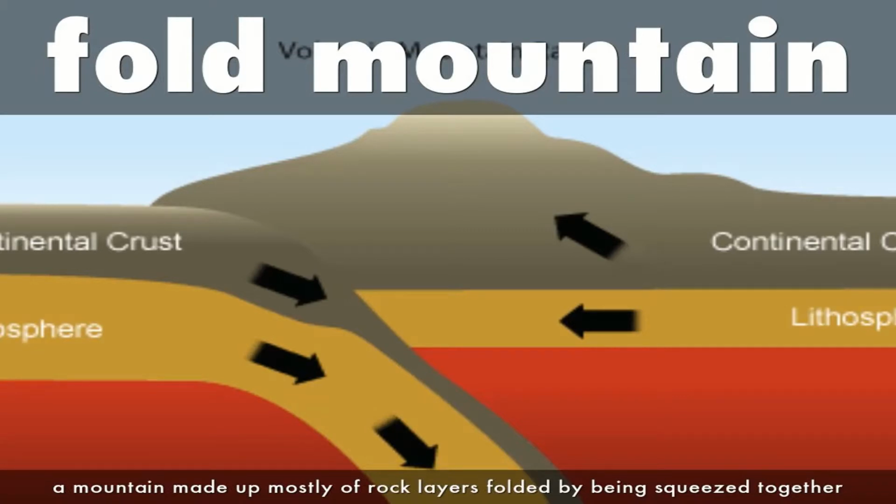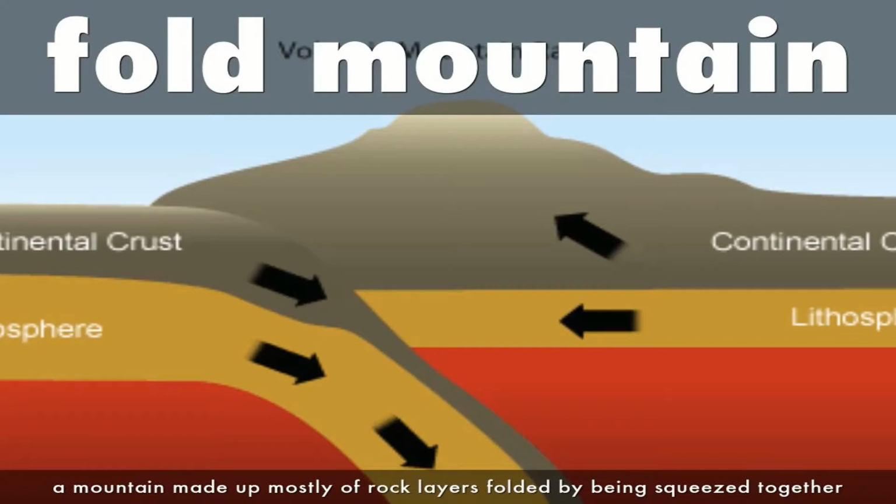Fold mountains are the most common type of mountains. The world's largest mountain ranges are fold mountains. They are formed when the Earth's crust gets uplifted and folded by compressional forces. This happens along the convergent plate boundaries when two plates move towards each other.